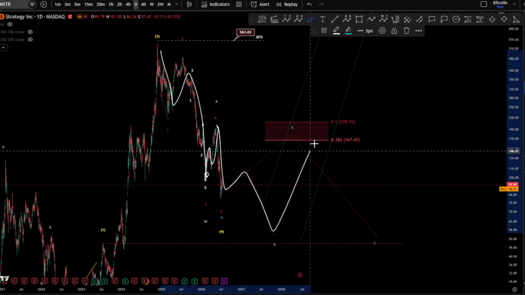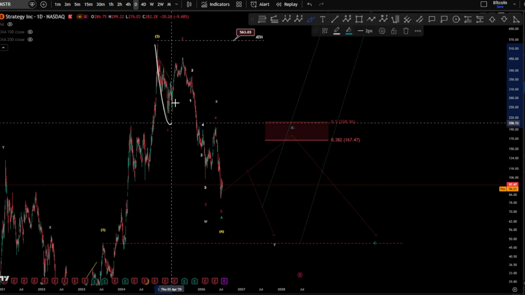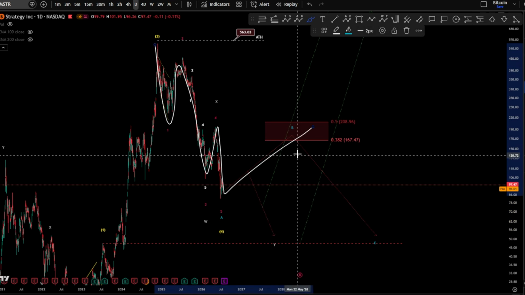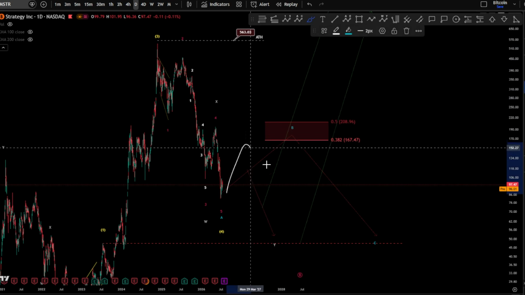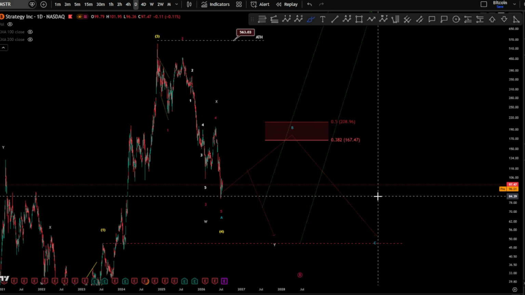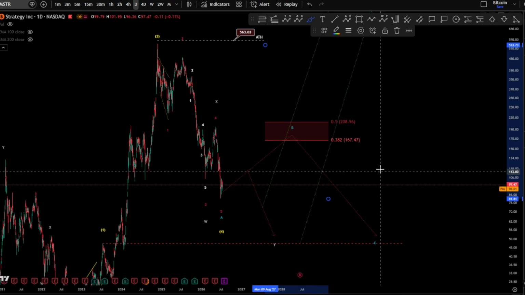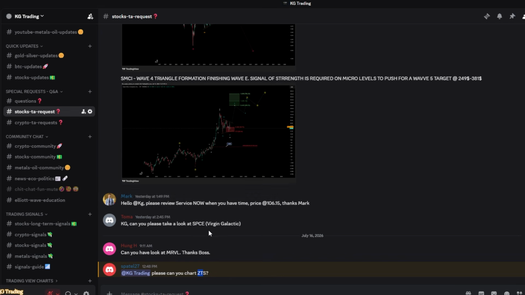So meaning deeper. But I doubt this. I think this is a clean impulse there, and we're looking, of course, for something for a wave B. So expect, of course, some recovery here for MicroStrategy as three waves upward. So this is regarding MicroStrategy. Now let's see some of our members.